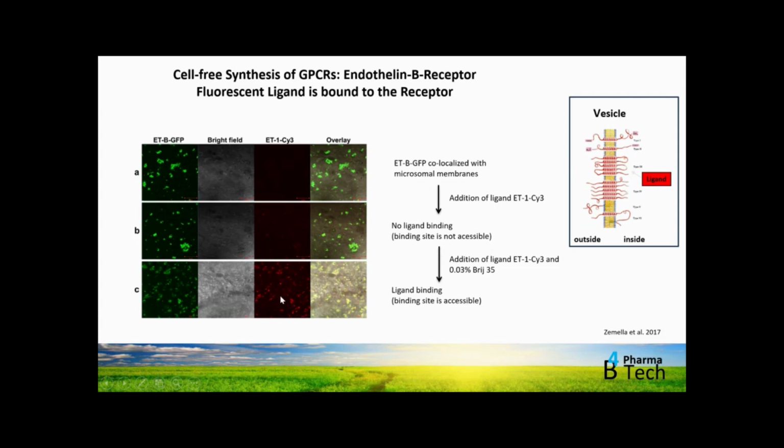So upon using a mild detergent, Brij 35, at a very low concentration, vesicles are perforated but not destroyed, and in this way the Cy3-labeled ligand has open access to the ligand binding site of the GPCR, and you see the ligand binding directly on chip. So this whole procedure takes 60 minutes of production of the GPCR, 1 minute for a ligand binding experiment. So it's dramatically fast in comparison to any in vivo system, which takes 24 hours or even beyond, only for the production of the protein.